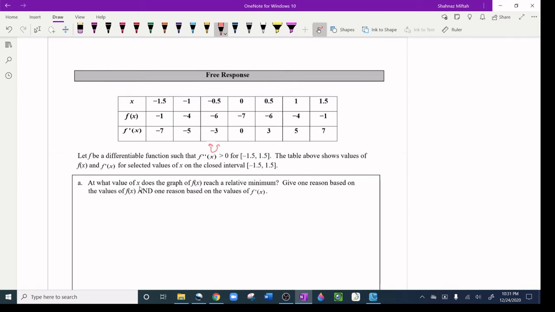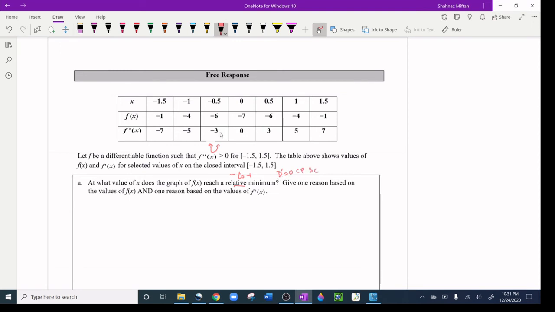Part A, at what value of x does the graph of f of x have a relative minimum? Relative minimum means negative to positive. Give one reason based on the values of f of x and one reason based on f prime. So where am I going negative to positive? For a relative minimum, we take a derivative, make it equal 0 to get critical points, and make a sign chart.